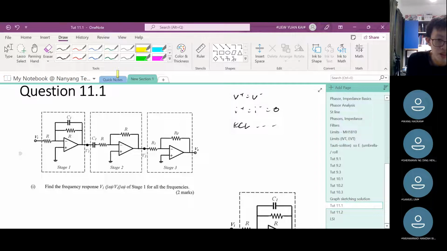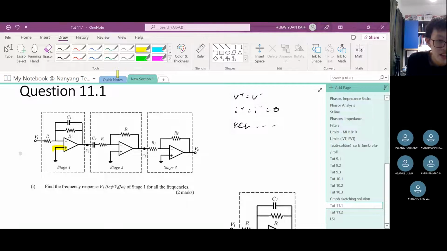Take a look at all the plus terminals of the op-amps. This one, and this one. All of them are connected to ground, correct? So their voltage value is 0. Immediately you can label each of the positive terminals with 0, 0, 0. Yes, V plus is equal to 0 because all of them are connected to ground.